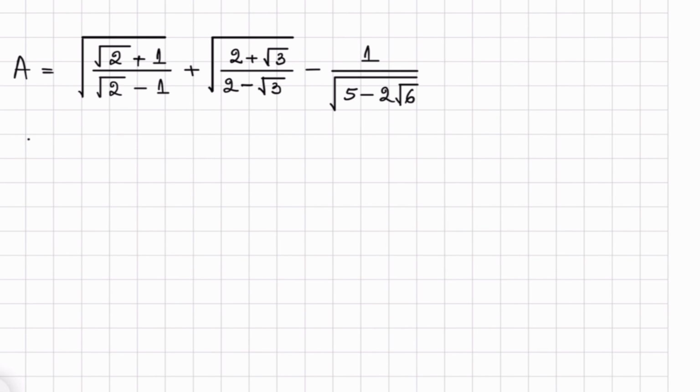So let's get started. So we have a equal to square root of this number. What we need to do here, we have to irrationalize the denominator. So we need to multiply with the conjugate. So we have the denominator here, which is square root of 2 minus 1. And the conjugate of this number would be square root of 2 plus 1.